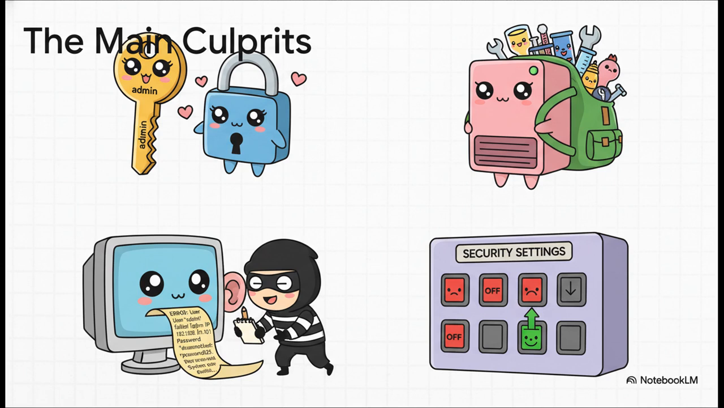Third, error messages that are just way too helpful. Instead of a simple "something went wrong," your site spits out your database version and the exact line of code that broke. You might as well have just handed an attacker a blueprint to your system. And finally, missing security settings. All those little knobs and switches that are left in their default convenient mode, which is almost always deeply insecure.